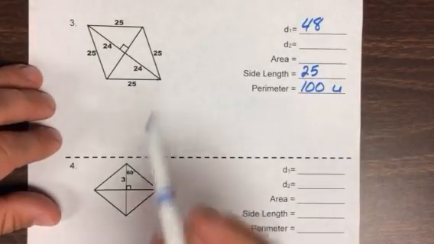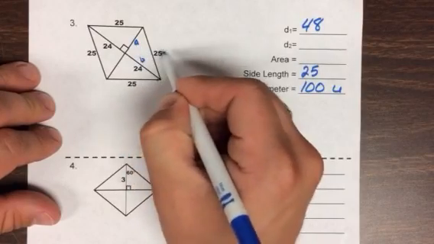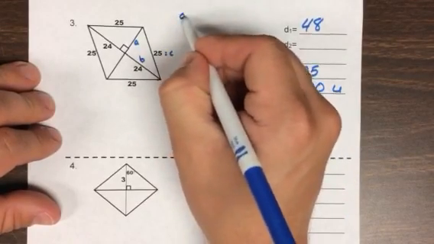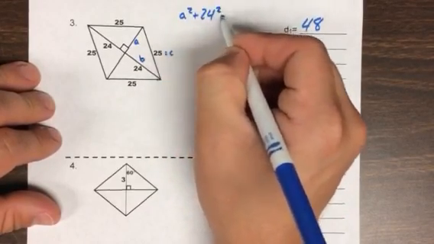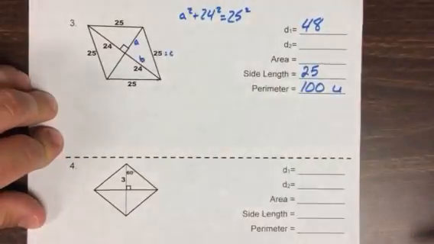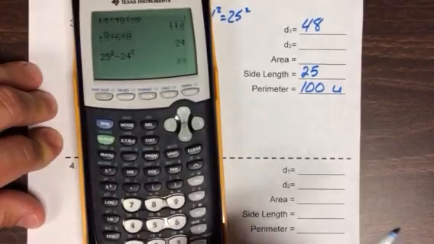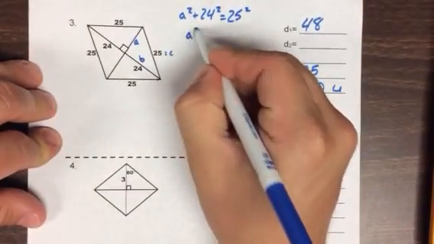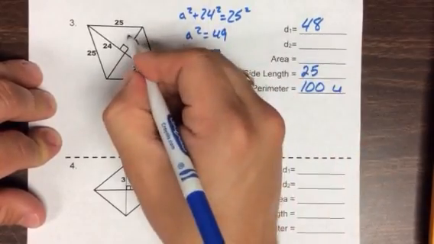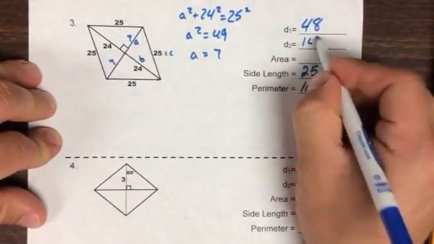So now the mystery today is going to be diagonal number 2, which, again, we have a right triangle. I can say a squared plus 24 squared equals 25 squared. We can say that 25 squared minus 24 squared is 49. So we can say that a squared equals 49. Take the square root of both sides, a equals 7, which makes this piece 7. So 7 and 7 makes my second diagonal 14.